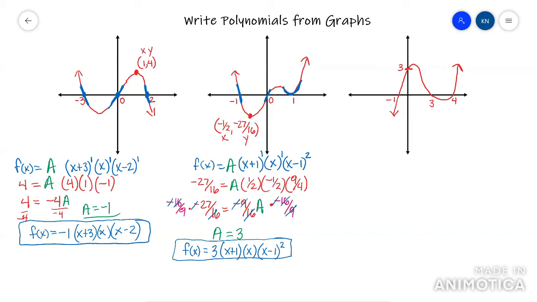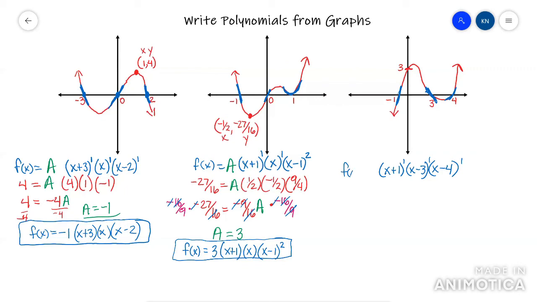Okay, this last one. This is a factor at -1, so that cuts straight through. So it's like x plus 1. This is a straight cut through at 3, so that's x minus 3. Then same thing at 4 here. So that's x minus 4. These are all cutting straight through, so all their exponents are 1.